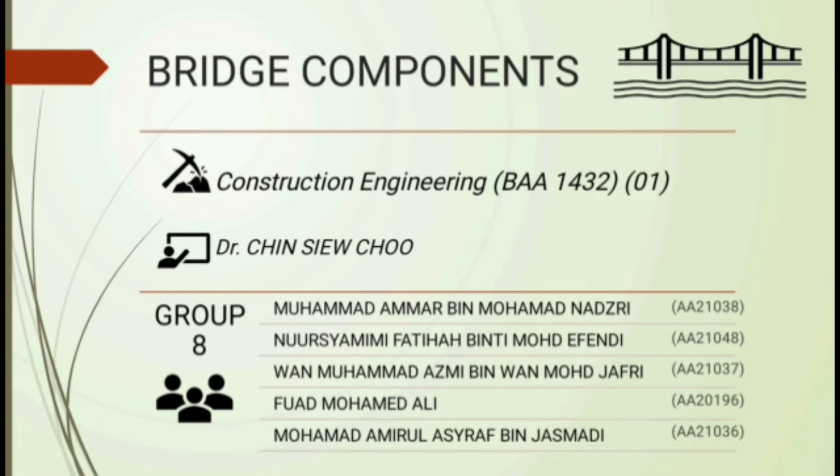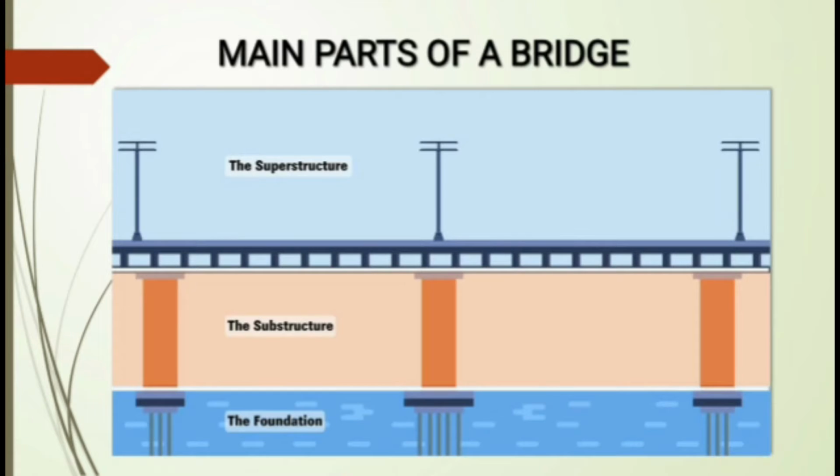My name is Muhammad Amar bin Muhammad Nazri. My metric number is AA20138 and I'm from Group 8. So I will start a presentation of our group which is about bridge components.